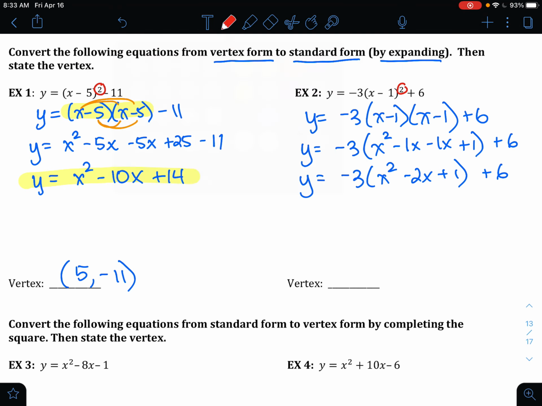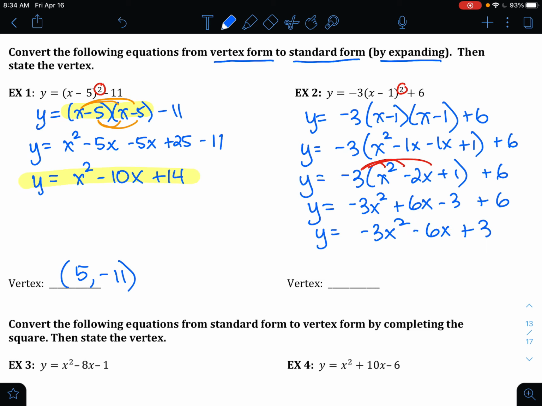Now I'm going to take negative 3 and multiply it into the parentheses. So I get y equals negative 3x squared plus 6x minus 3, and then the plus 6 on the side. Now combine those numbers at the end: negative 3x squared plus 6x plus 3. Okay, there is my standard form. And then vertex, I'm going to go back to the top. It's going to be positive 1, positive 6. Okay, that is how we go from vertex back to standard by just expanding out and multiplying.